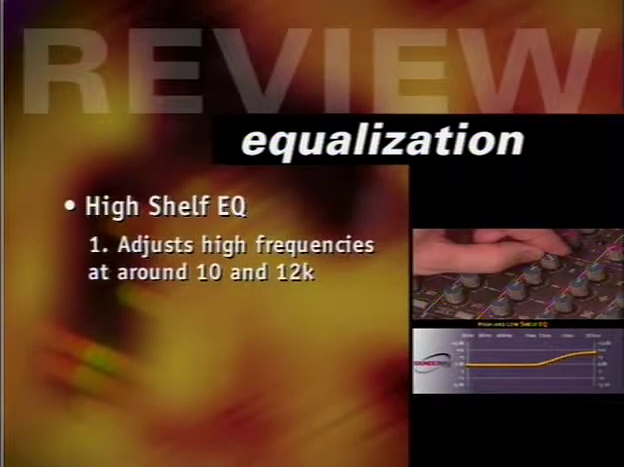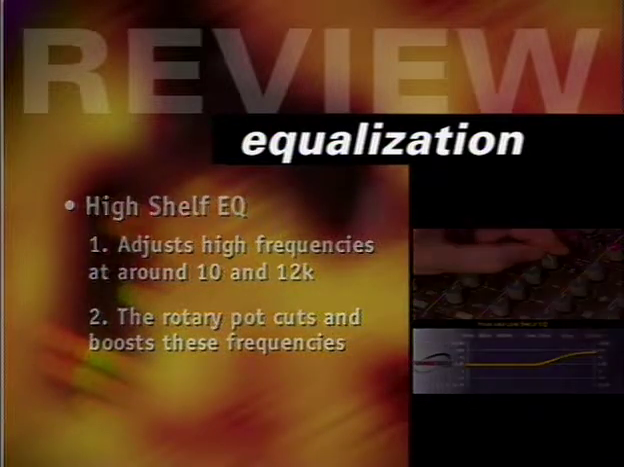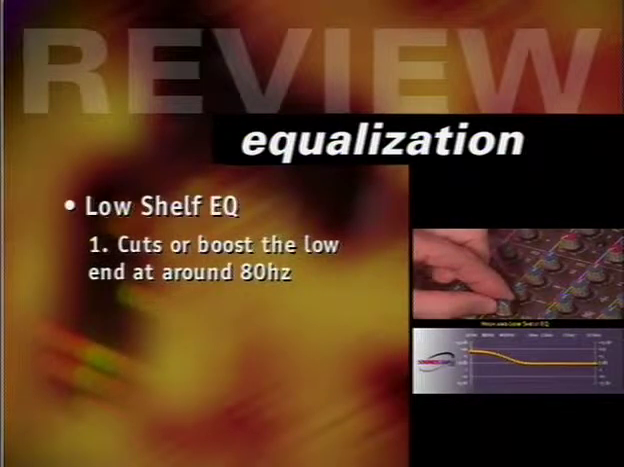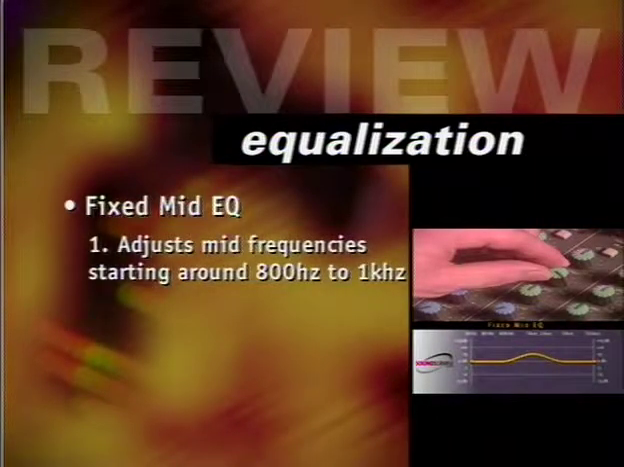In reviewing this section, remember, keep a picture of this graph in your mind while you're learning the art of equalization. The high shelf EQ adjusts the high frequencies, starting usually between 10 and 12 K. Rotating the pot cuts or boosts these frequencies. The low shelf EQ cuts or boosts the frequencies in the low end, starting around 80 Hz. And the fixed mid EQ adjusts the mid frequencies, starting around 800 Hz to 1 kHz.